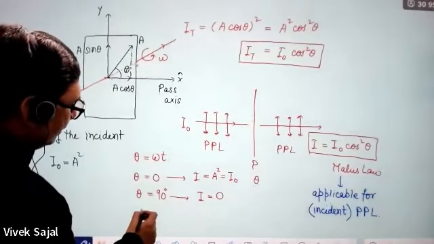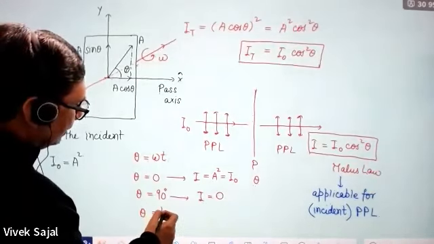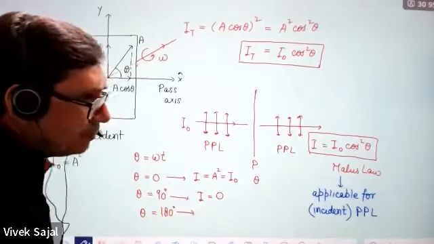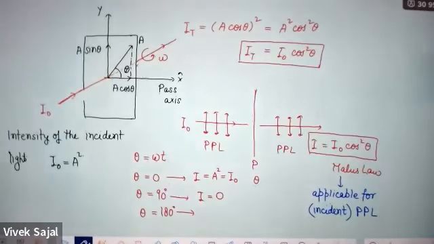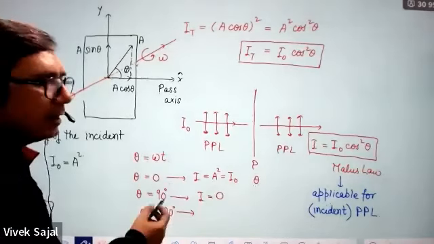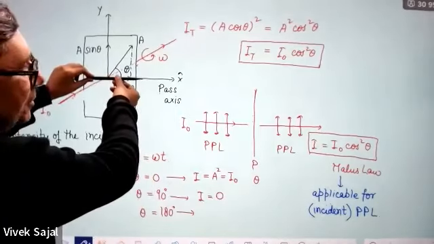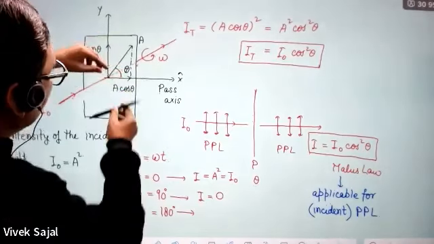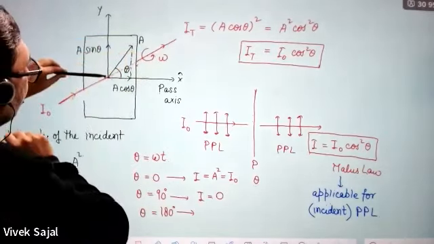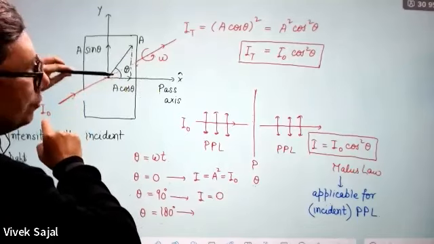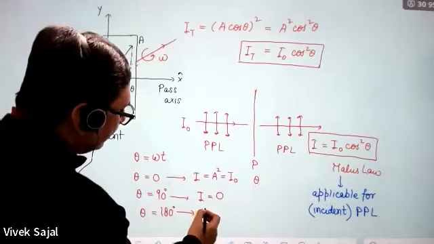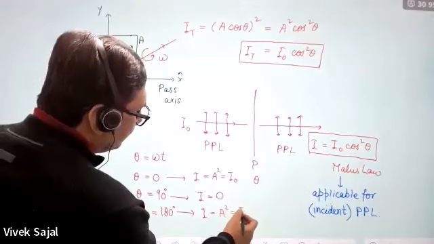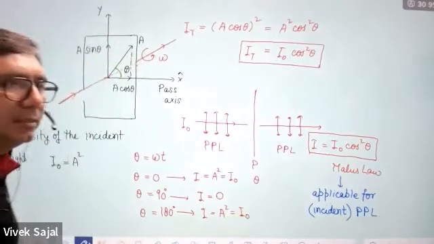Next, when theta becomes 180 degrees, again the electric vector will become parallel to this path axis. Then automatically that electric vector is going to pass. So the intensity will be again A square or I naught. So this is again the maximum intensity.